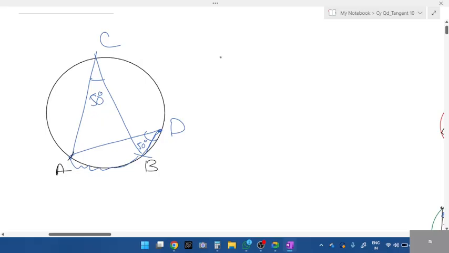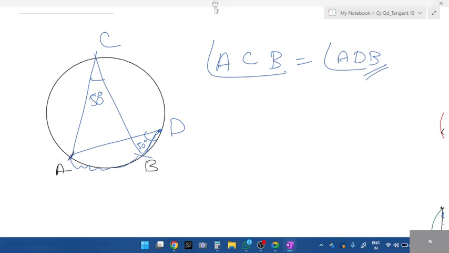The common arc. And how do you write it? Arc should be first and last. Angle should be in the center. Angle ACB is equal to angle ADB. Fine. Angles in the same segment are equal. That is what you have to mention: angles in the same segment are equal.